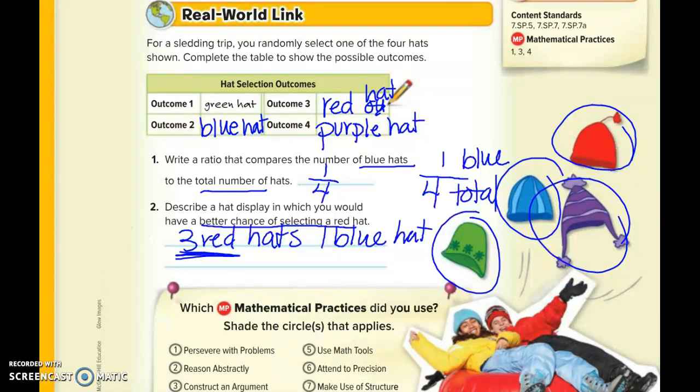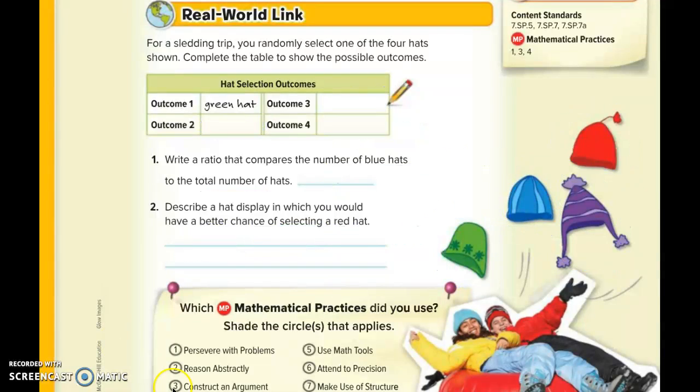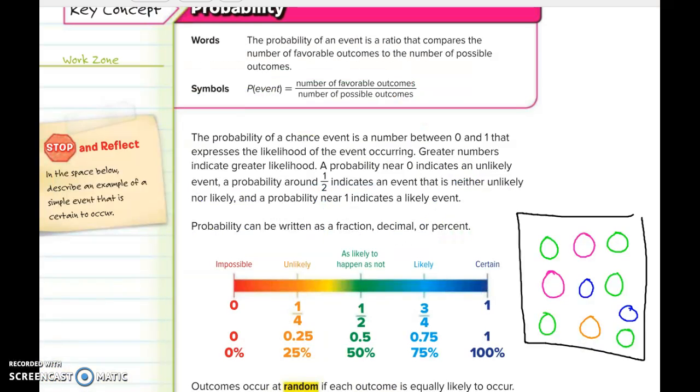We're going to go ahead and turn the page and talk a little bit more vocabulary about probability. Up at the top of the page, it says probability of an event is a ratio that compares the number of favorable outcomes to the number of possible outcomes. When it talks about favorable outcomes, we're talking about the outcomes we want to happen, so what we desire to happen. If we want to pick a red hat, if we want to pick a blue marble, that would be our favorable outcome because it's what we want to happen.